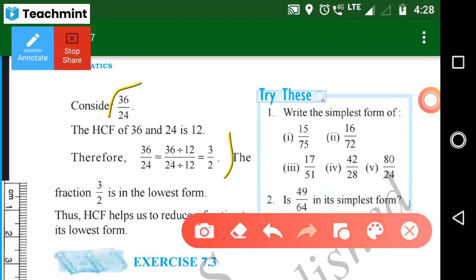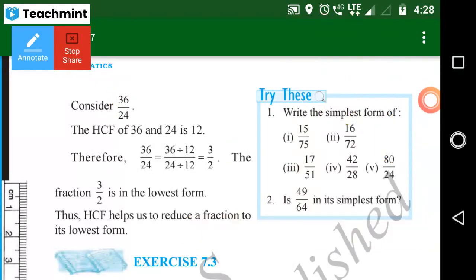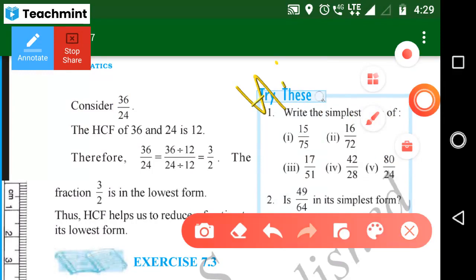Yes, ma'am. Ma'am, should we write fraction 3 by 2 is the lowest form? Should we write that also? No, no, no. Don't write. You know that. That is the lowest form. Ma'am, 3 by 2 is the improper fraction. Yeah, that one is the improper fraction. Very good. So these problems, take it as homework. You can solve at home after my class. Clear? All of you completed? So this one you just solve after.